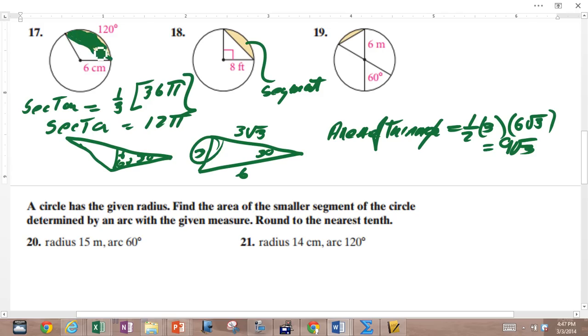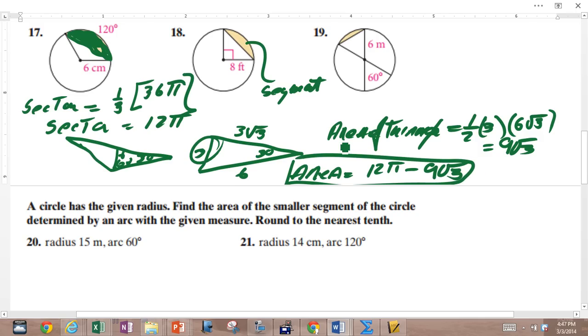So the area in the shaded region here, that's the segment of the circle, right, is the area of the sector, which we found was 12 pi, 1/3 of 36 pi, minus the triangle, 9√3. So the area for that problem is 12 pi minus 9√3. And that's exactly how we're going to leave that answer. The others would be found the same way here.